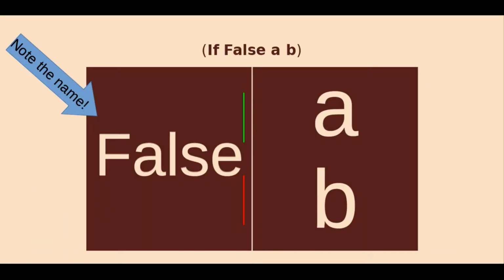This is the other case, right? If false a b. Note the name here. We have a name for the false function. The name is just visual sugar again, but we use text instead of drawing some things.